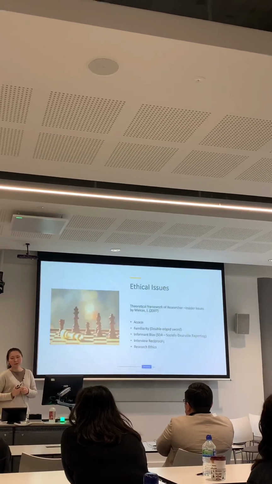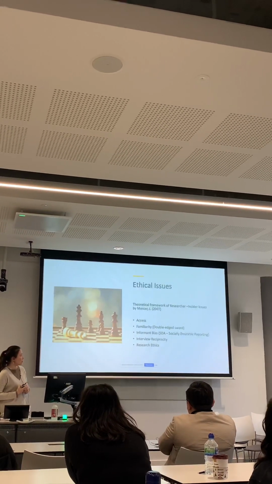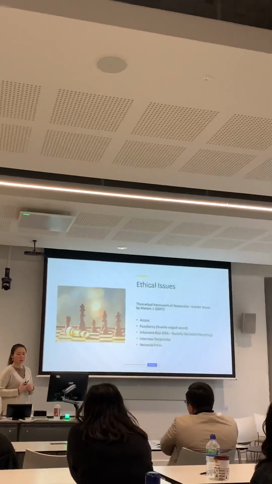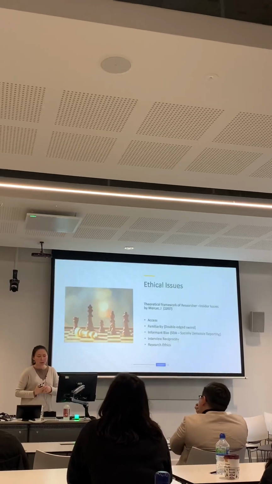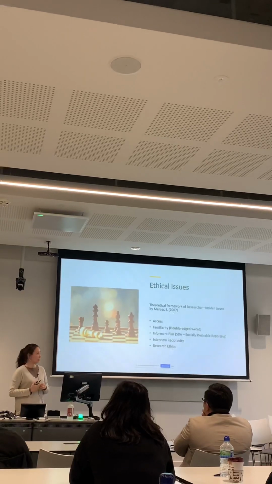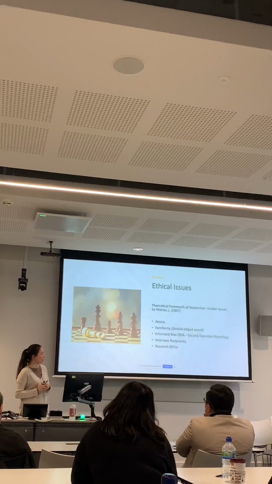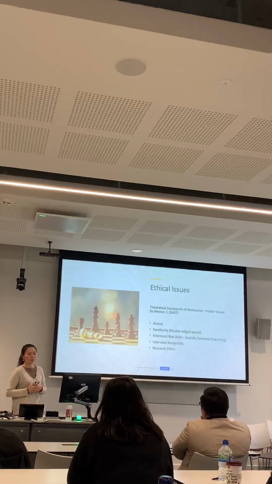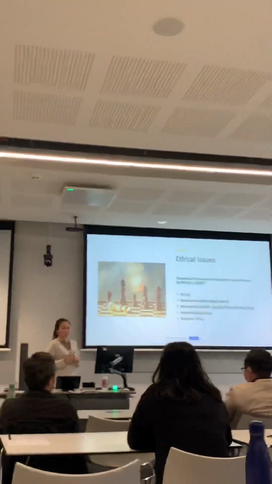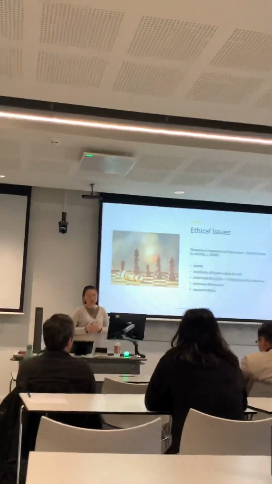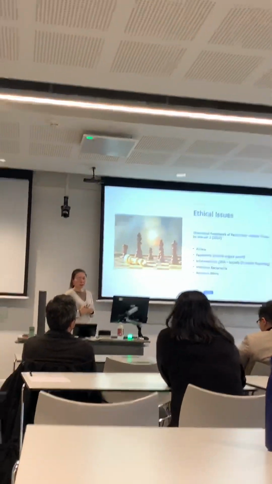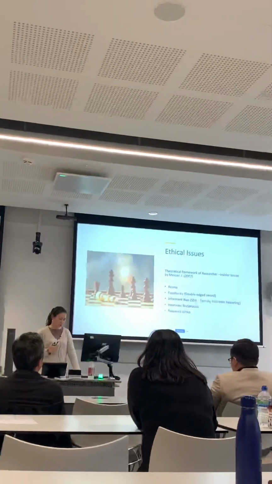So what ethical issues as a researcher insider did I face during my stage of data collection? Here I want to base the ethical issues I have on the theoretical framework of research insider issues by Mercer. Here you can see there are several ethical issues that the research insiders might face. The one is related to access, the other one related to familiarity. I will stop on all of them a little bit later. So the other one is informant bias, so socially desirable reporting, the interview reciprocity, and other research ethics issues.